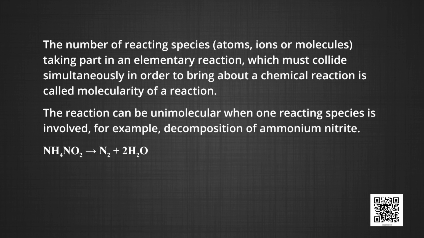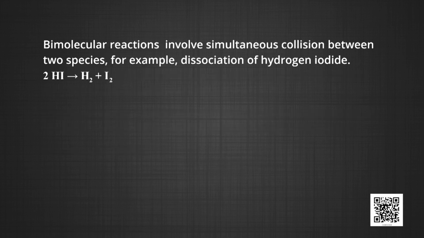The reaction can be unimolecular when one reacting species is involved. For example, decomposition of ammonium nitrite, NH4NO2, gives N2 plus 2H2O. Bimolecular reactions involve simultaneous collision between two species. For example, dissociation of hydrogen iodide, 2HI gives H2 plus I2.